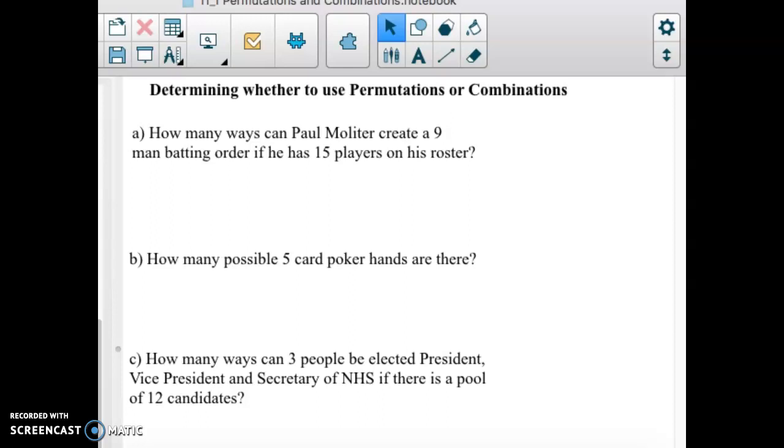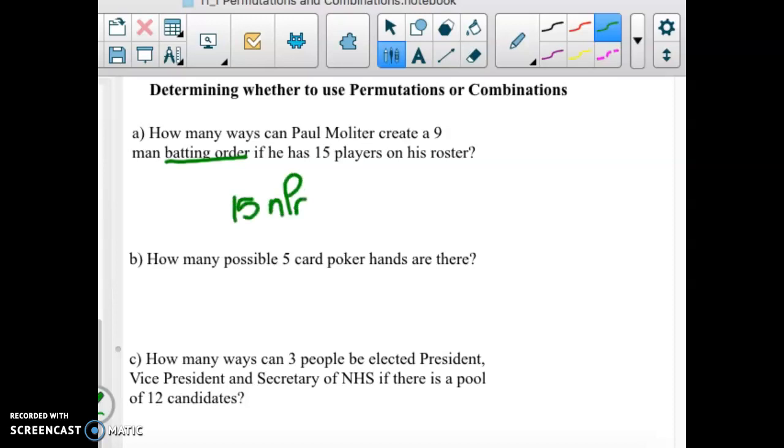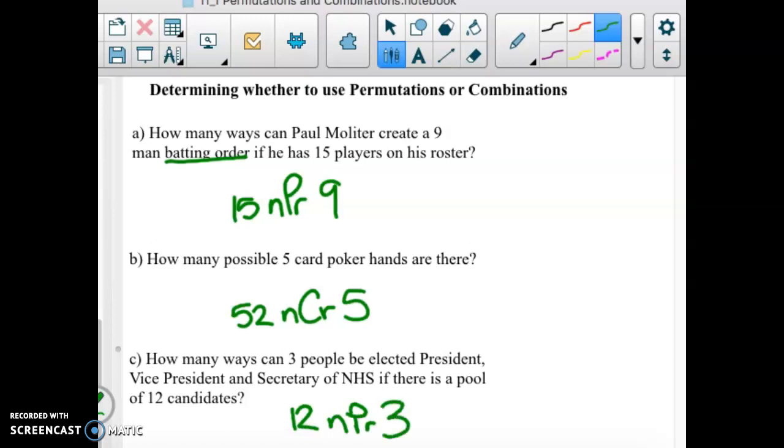Few more. You could probably skip to the homework if you're kind of picking it up, but otherwise we're just going to look at and try to decide if order matters or doesn't. In this one, he says batting order, so order is going to matter. 15 nPr 9. Right? How many different possible ways can you get a poker hand? Well, there's 52 cards in a deck, and the cards in your hand, it doesn't matter which one got there first, so combinations. And the last one, if you're assigning roles or each person or thing is different, then the order will matter. So 12 candidates, the order matters, and we're picking 3 of them. It's kind of just deciding when order matters or doesn't.